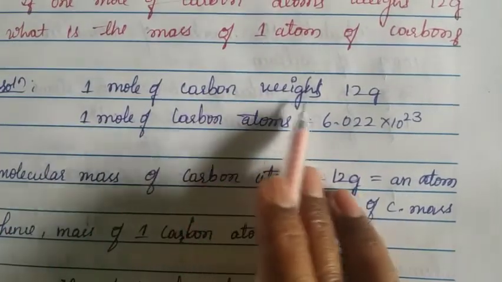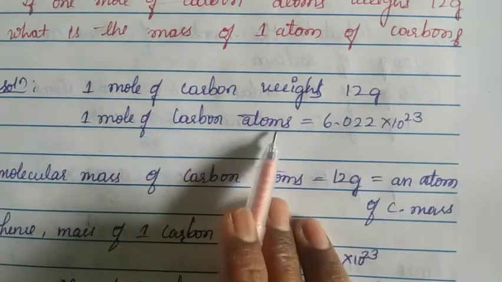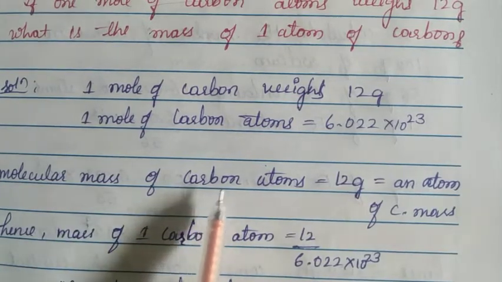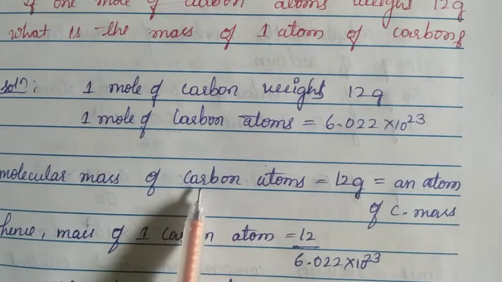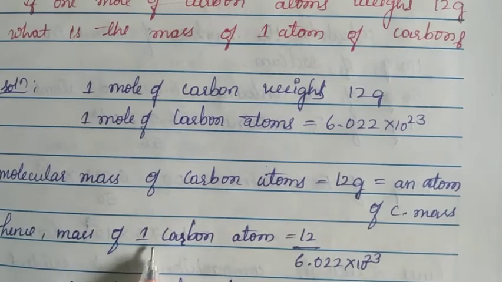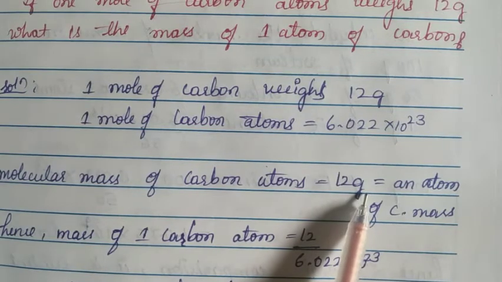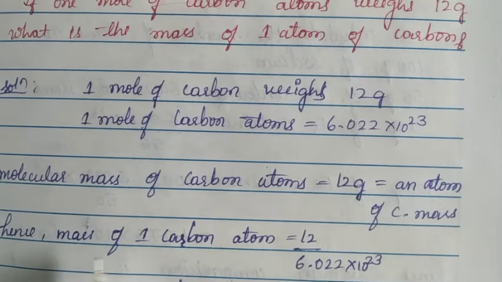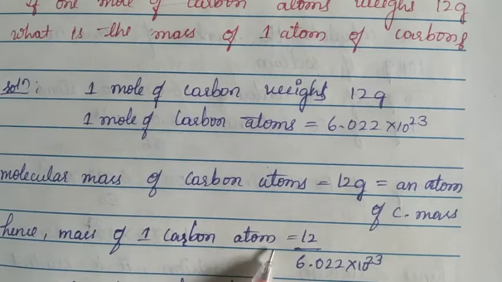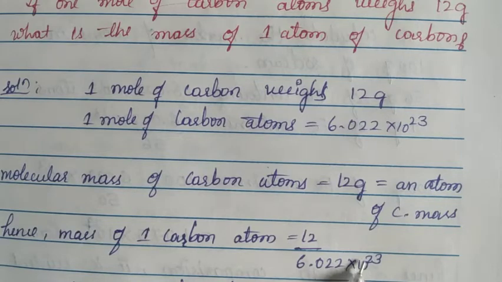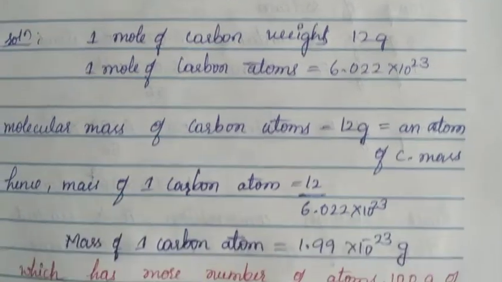Yes, listen once again. 1 mole of carbon weighs 12 gram. 1 mole of carbon atoms are here like this. 1 mole mass of carbon contains 12 gram. Yes, in that 12 gram, it contains 6.022 into 10 to the power of 23 carbon atoms. So, the mass of 1 carbon atom weighs like this: 12 divided by 6.022 into 10 to the power of 23.